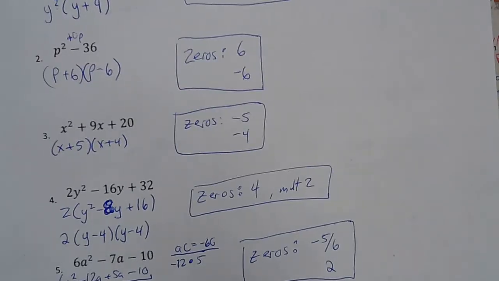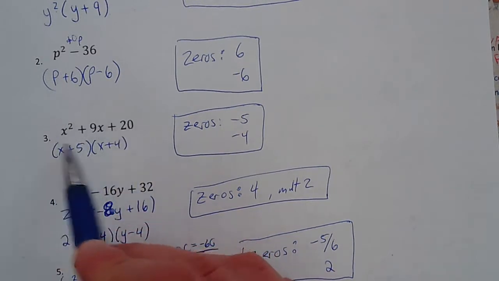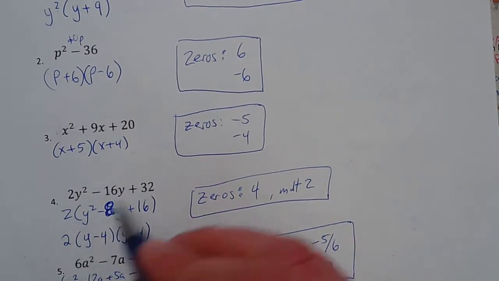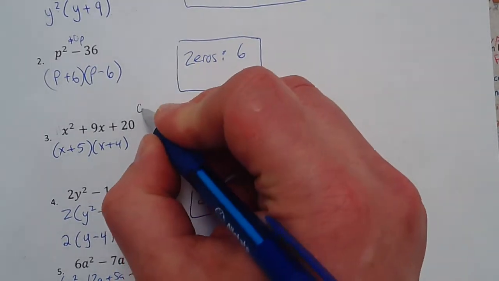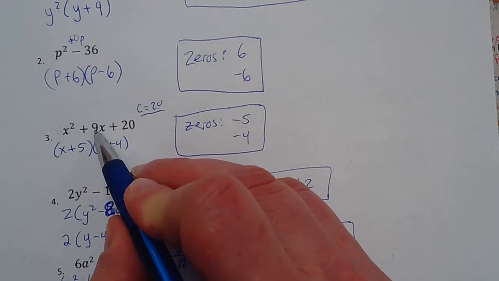Number 3 is a typical quadratic factoring problem. So no GCFs to pull out, but a is 1. And when a is 1, all we have to do is look at the factors of c. So in this case, c is 20, and you want to find the factors of 20 that add to 9.